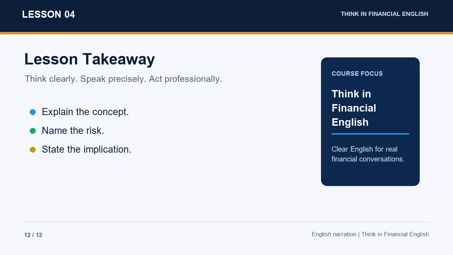This 3-version method is powerful because it trains flexibility. You learn how to explain the same idea to a beginner, a colleague, and a decision maker. When you can do that, you are no longer only learning financial English. You are learning how to communicate financial judgment. Keep a copy of your final answer because it can later become your subtitle practice, your speaking drill, and your model paragraph for review. Over time, these short outputs become your personal library of professional financial English.